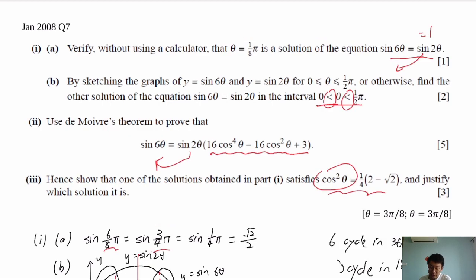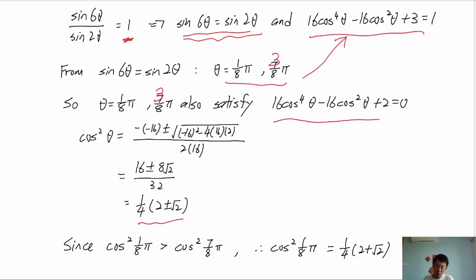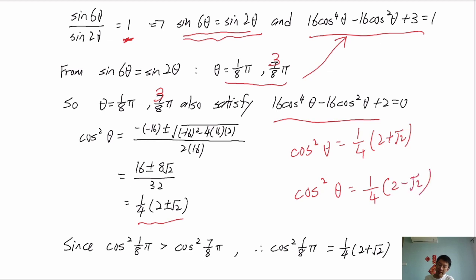If we look at the question, they need us to find out which theta satisfies 2 minus and 2 plus. So we have two values, right? One is cos squared theta equals 1 over 4 times 2 plus root 2, and another one is 2 minus root 2. And we have two values of theta to fill in: 1 over 8 pi and 3 over 8 pi. We need to give a little explanation of why we fill in this way.